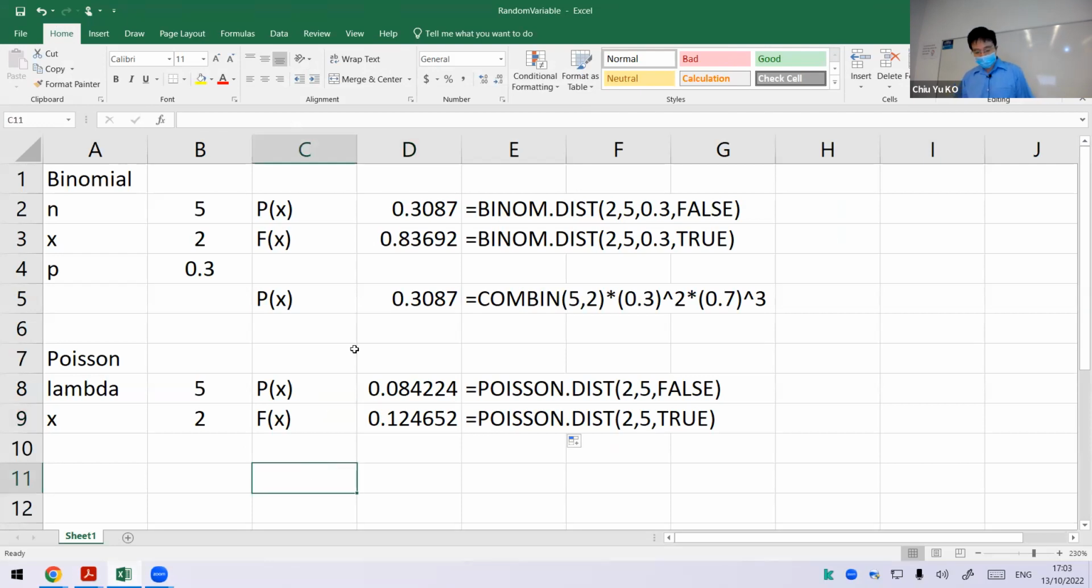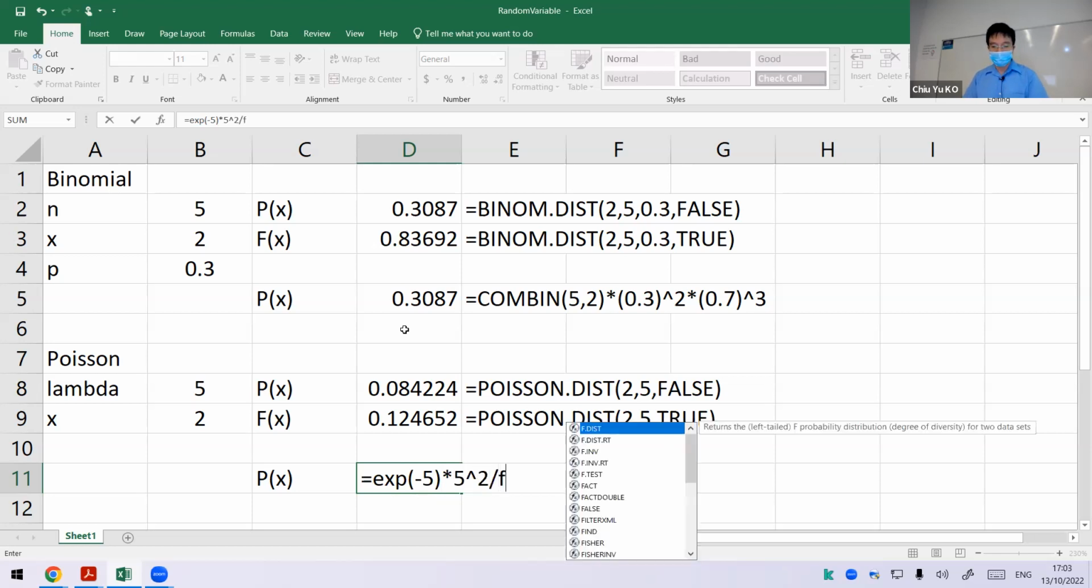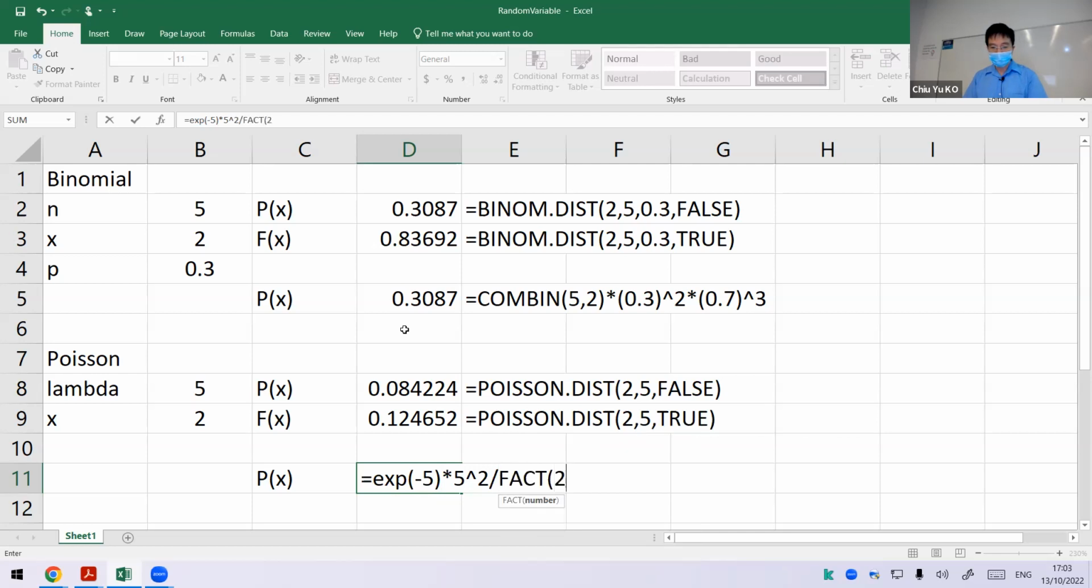To show this is true, let me actually derive it from scratch. We will have exponential of negative lambda, so e to the -5, times 5 raised to the power of 2, divided by factorial of 2.